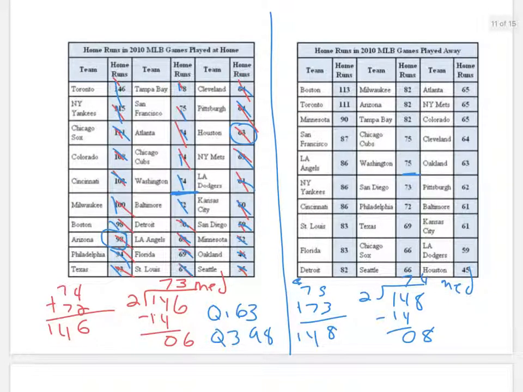Again, I'd have to find my upper and lower quartiles, Q1 and Q3. They would be in the same spot. The lower quartile is third down from the right-hand column, so that would be 65. And my upper quartile would be the third up from the bottom on the left-hand side, which would be the 83. So now you have all of the numbers that you need to create your box and whisker plot.